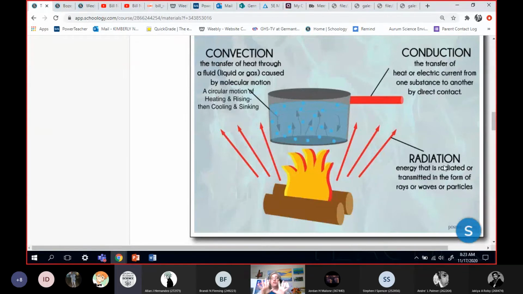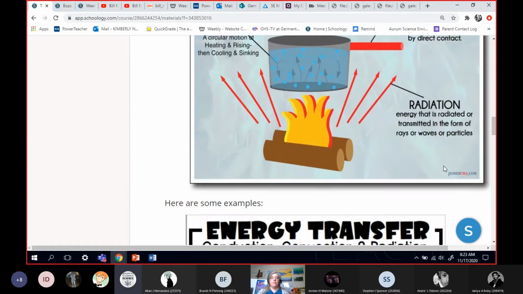Radiation is the third one. That just means the heat radiates in all directions from the heat source. It just goes out in all directions from the heat source. So convection is circles, conduction you have to actually touch, and radiation goes out in all directions.